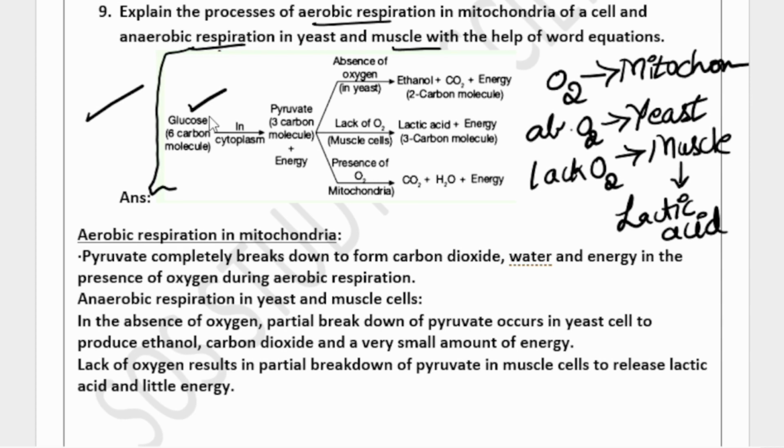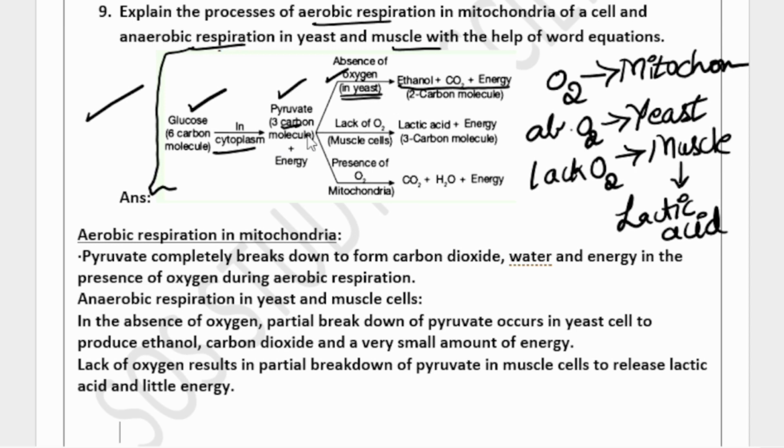So the glucose which is being released here, when it enters into the cytoplasm of the cell, 6 carbon glucose will break down into 3 carbon molecules. Okay, we call this pyruvate. And this molecule, in the absence of oxygen, releases ethanol, carbon dioxide and energy. Where does this happen? This happens in the yeast cell.